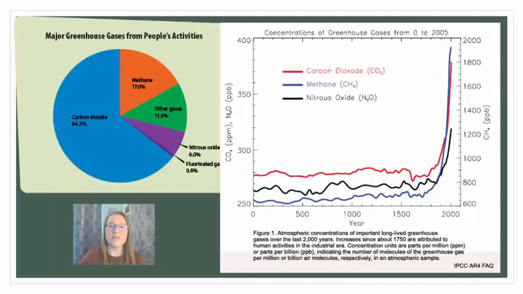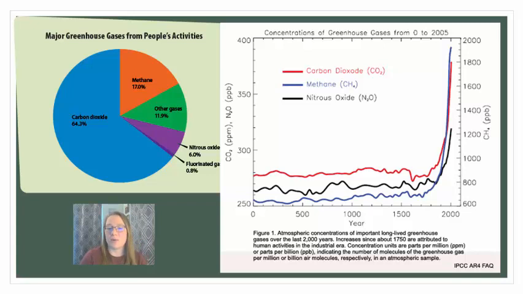Now, this global warming potential number doesn't really mean much until you take into consideration the concentration of these compounds in the atmosphere. Now you can see on this graph that over the last 100 years or so, we've seen a steep increase in the amount of each of these three identified greenhouse gases, so carbon dioxide, methane, and nitrous oxide.